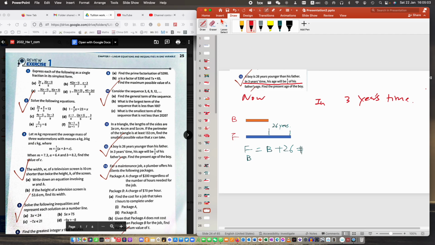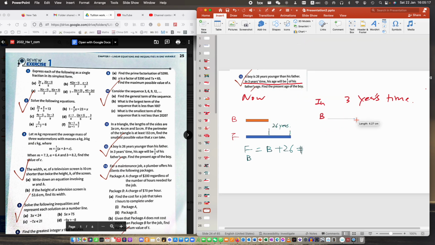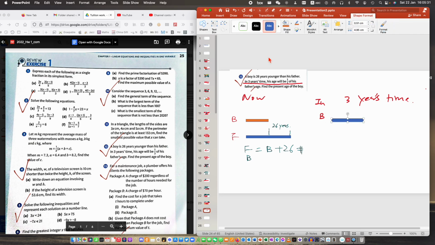So in 3 years time, what will happen to the same thing? So the boy will be what? In 3 years time, the boy will be? His age will be. Started with the orange. In 3 years time, what will happen to the boy? It will be 1/3 of his father's. No, I want you to understand by the line. So this is from the now. So how do you represent in 3 years time for the boy?